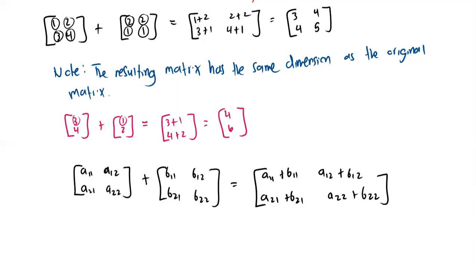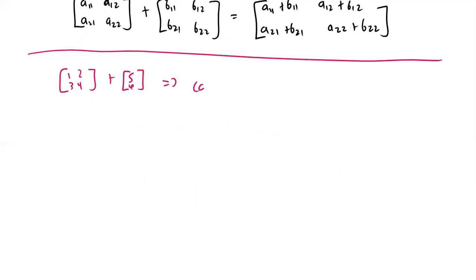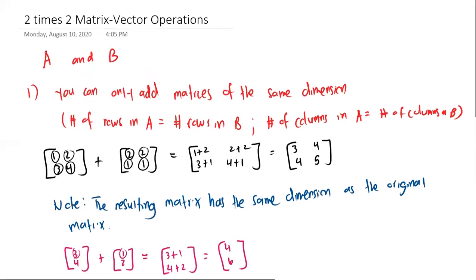Now, we can't add a 2 by 2 matrix and a vector because they don't have the same dimension. So we can't add something like 1, 2, 3, 4, and 5, 6, because they don't have the same number of columns. The first matrix has 2 columns. The second matrix has only 1 column. So in this case, we can't add them. Okay? So that's matrix addition. Very straightforward.